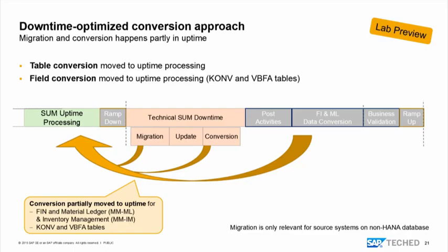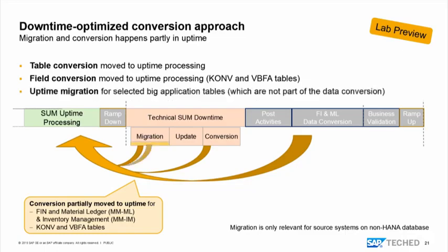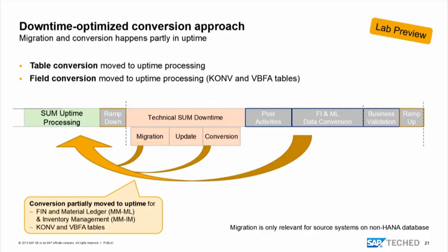What we do, again, in uptime, we migrate those tables that are affected by the new data model, like BSEC and MKPF. They have to be moved into the new tables, ACDOCA and MATDOC. Only those tables are migrated. But then, in your source system, there may potentially be other tables that are large. They are not affected by the new data model, and you would like to migrate them in uptime as well. And this is possible with this approach, with something we see in here. We call this uptime migration.